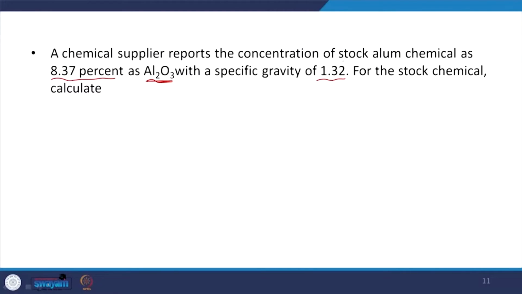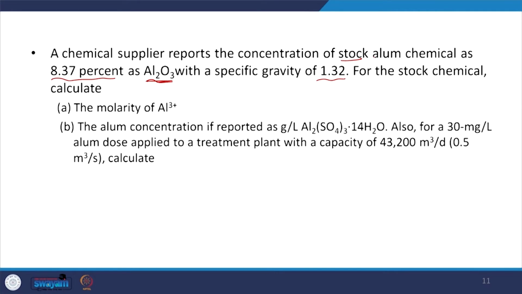For this stock chemical, we are obviously going to look at calculating the concentration of Al3 plus, just the free metal in that particular stock solution, right. And the alum concentration, if it is reported as grams per liter of Al2(SO4)3. So here we see molarity, meaning we want to express the units in terms of moles per liter, right. In general, chemists and such will understand this. I prefer molarity, let us see.